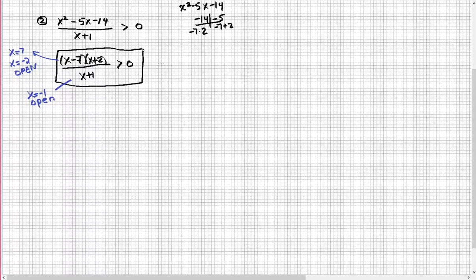Then I go ahead and I get my number line ready. And the first one is -2, -1, and 7. All of them are open because there's no equal bar.